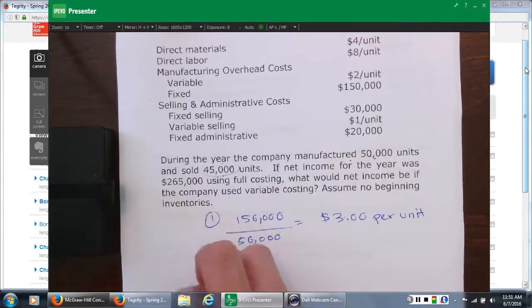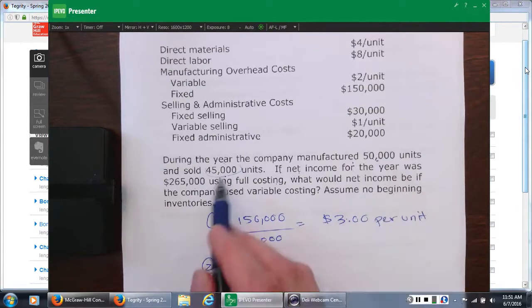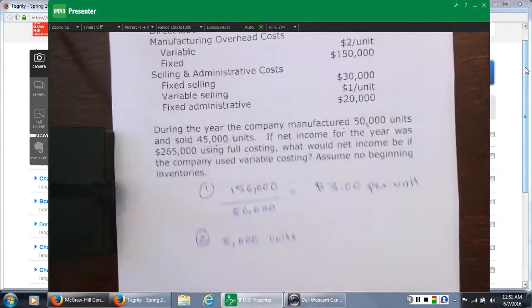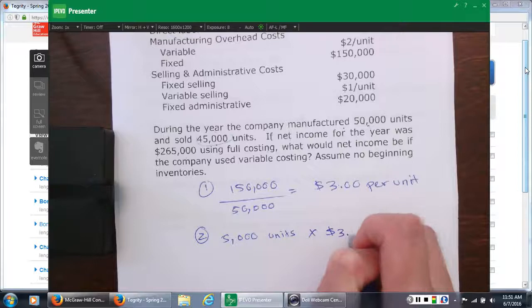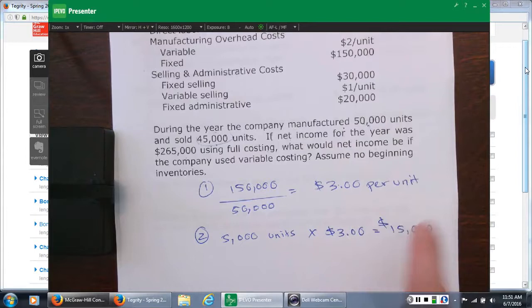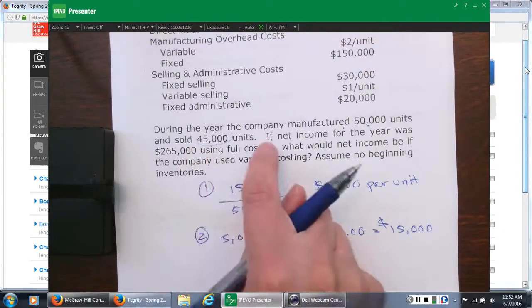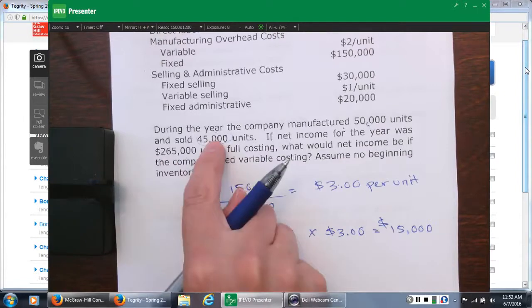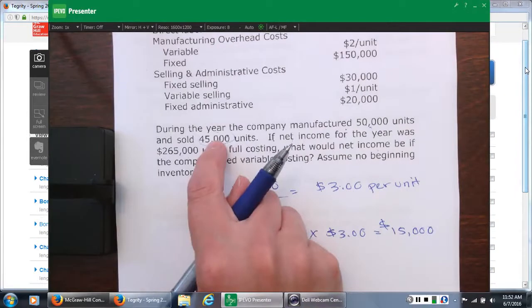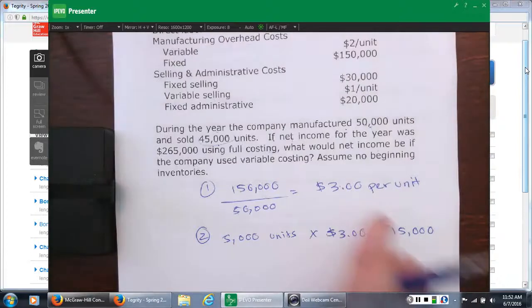Then I come over here and I say, well, how many units are left over in ending inventory? Well, I've got 50,000 that I made, 45,000 that I sold, I have 5,000 units. And then I multiply that times the $3 of fixed manufacturing overhead per unit, and that gives me $15,000. That is going to be the difference. Remember, the difference between the profit under full costing versus variable costing is always equal to the amount of fixed overhead in inventory. In this case, it's the amount of fixed overhead in ending inventory. So, $15,000 is going to be the difference between the two net incomes.